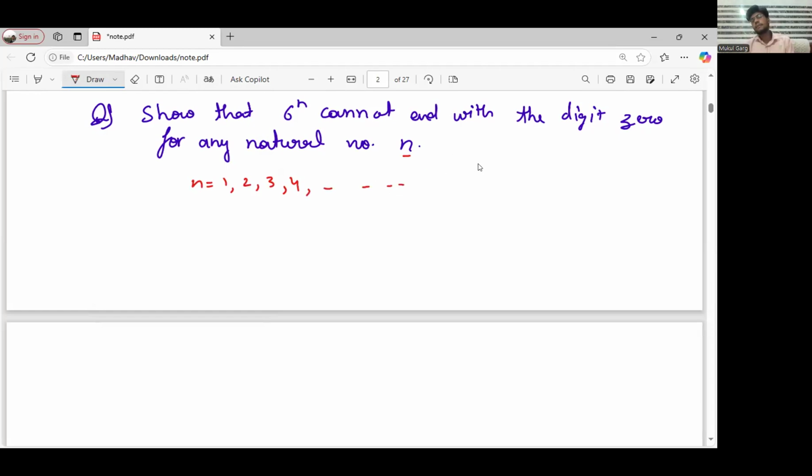So we have to show that 6 to the power n: when I put n as 1, 6 to the power 1 is 6. When I put n as 2, it becomes 6 squared, which is 36. When n is 3, it becomes 6 cubed, that is 216. When n is 4, it becomes 6 to the power 4, that is 1296. So you can clearly see it's always ending with the unit digit 6.